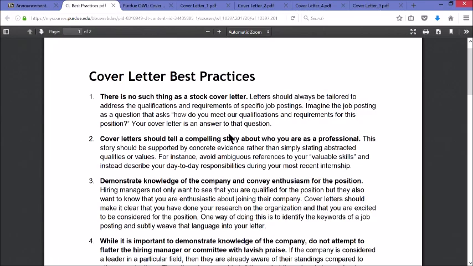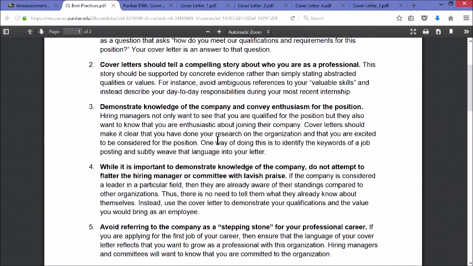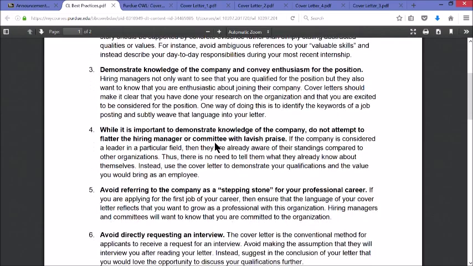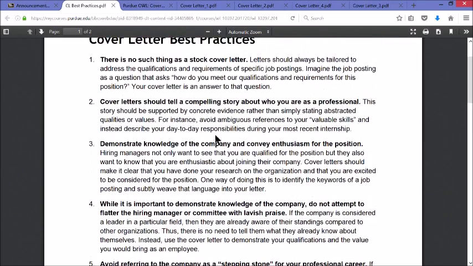So again, with this cover letter best practices document, I won't go over too much of it, but it has some key things. You can see the first one is there is no such thing as a stock cover letter or a template.